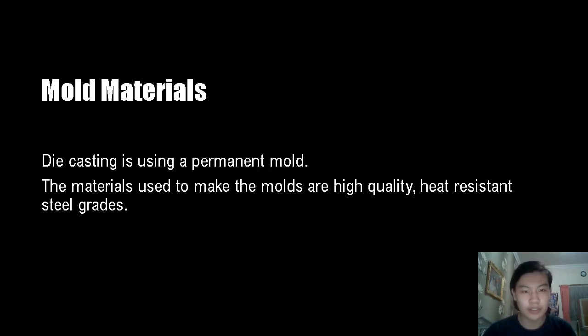So the next part will be about the mold material. Unlike sand casting, which uses an expandable mold, die casting uses a permanent mold. The difference between these two kinds of mold is that expandable molds are created for one-time usage, while permanent molds are created for multiple usage, and are usually made with a certain kind of shape. The material usually used to make the molds are high quality heat resistant steel grades. These kinds of material include steel, iron, silicon, or urethane.